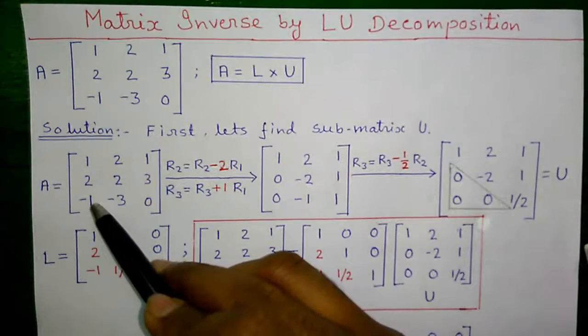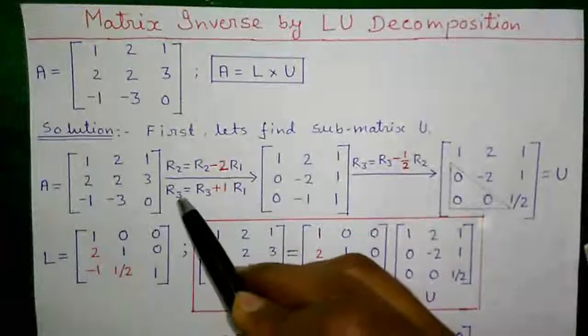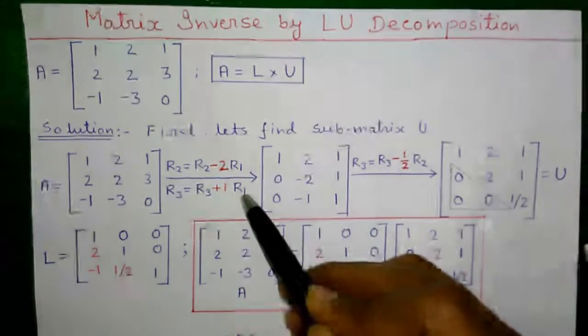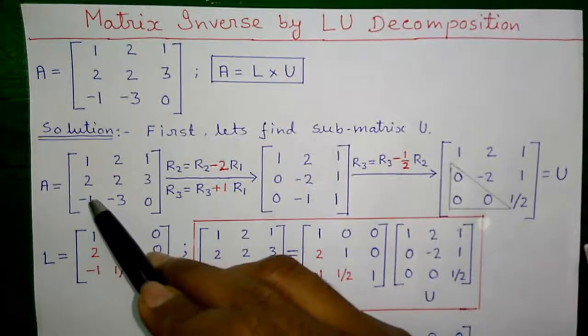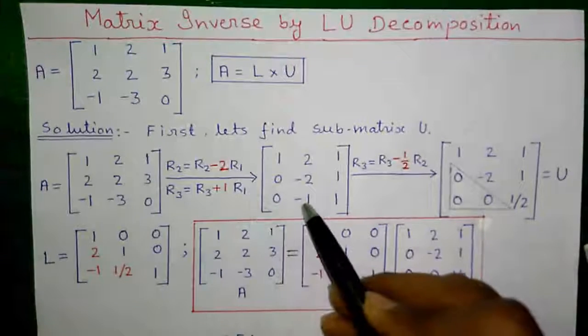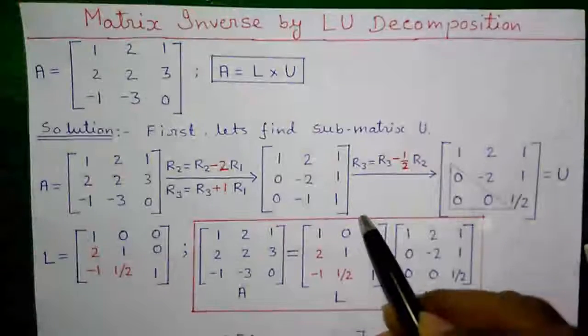Next, to get a 0 at this position, we can add row 1 with row 3. That is written here. R3 equals R3 plus 1 into R1. Let's do that. -1 plus 1 is 0. -3 plus 2 is -1. 0 plus 1 is 1. This is our new matrix.